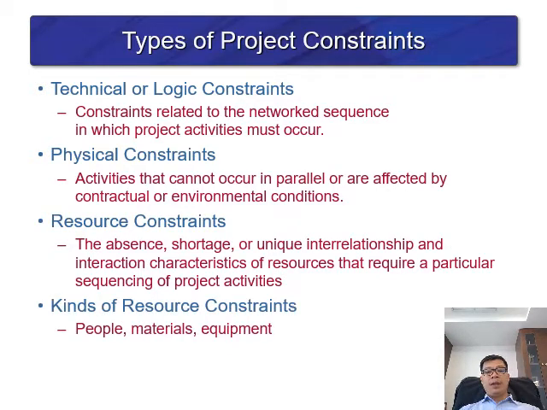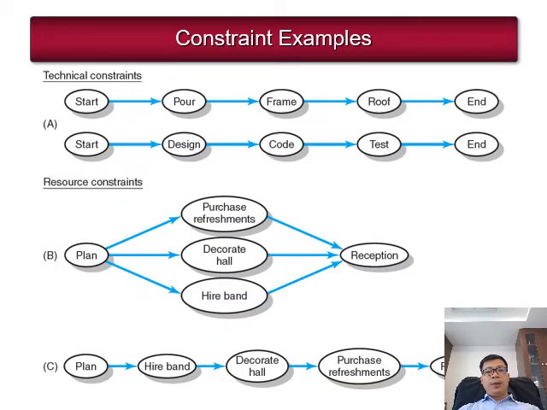The kinds of resource constraint can be people, material, and equipment. This is the example for the technical constraint, like in work A, model A: start, pour, frame, roof, end. And another job is the same: start, design, code, test, and end. It cannot be start and then design, coding, and testing at the same time. It has to be in sequence, one finished and then start another one.